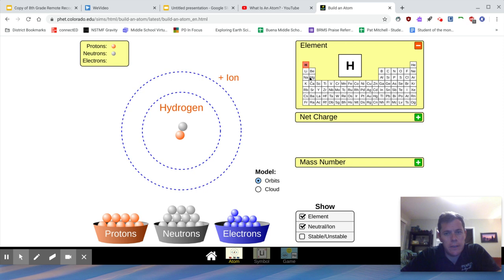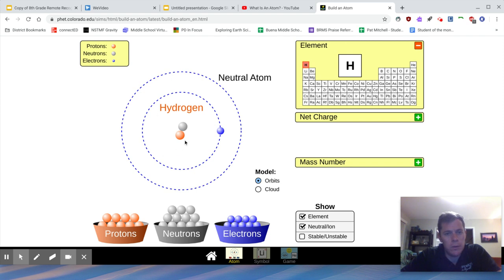Now, hydrogen is the first atom or first element listed on the periodic table. And as the element changes on the periodic table, the reason why one's different than the other has to do with the number of protons, neutrons, and electrons. So not only are there protons and neutrons in the atom, there's also these particles called electrons. The electrons are on the outside of the nucleus. They're in an area called the electron cloud, and they circle around the nucleus.